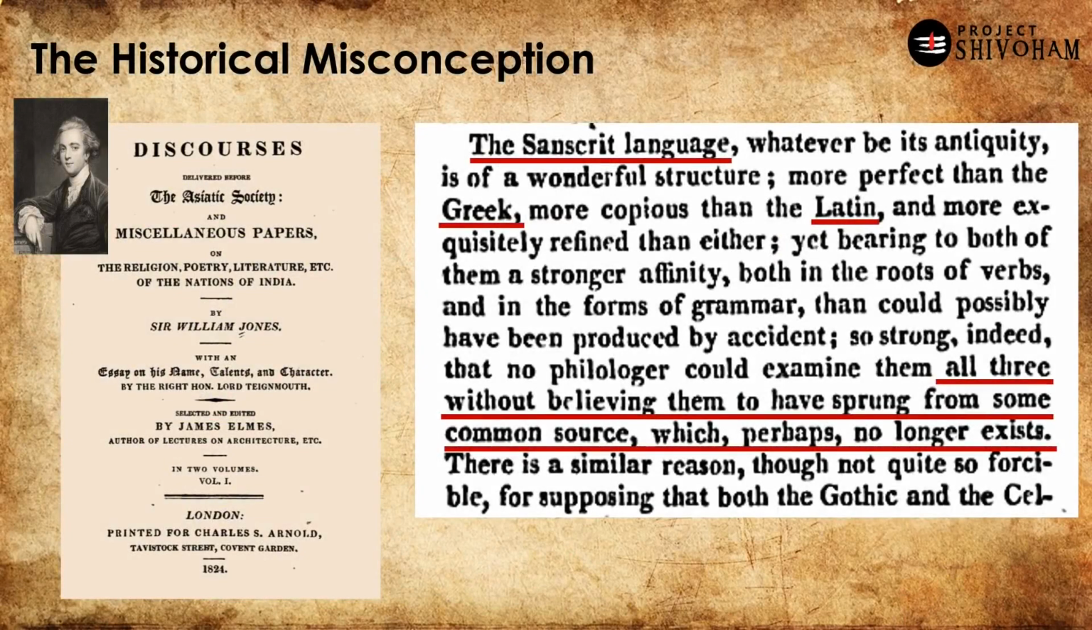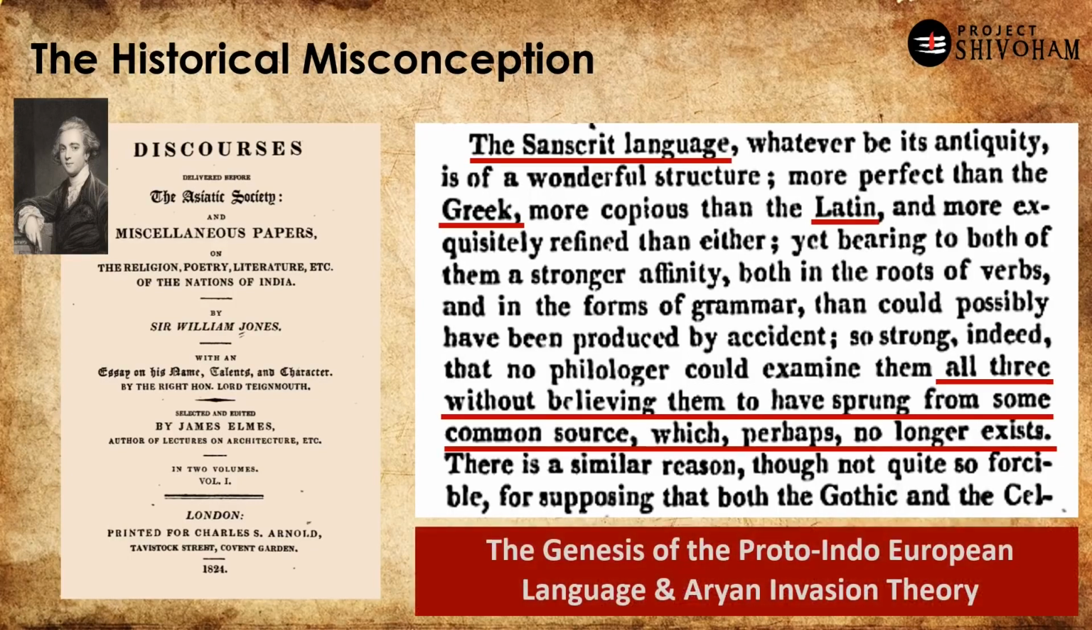And here is a page from the discourses of William Jones, and I'm quoting it. The Sanskrit language, whatever be its antiquity, is a wonderful structure, more perfect than the Greek, more copious than the Latin, and more exquisitely refined than either. So basically what he's saying is, the Sanskrit language is more perfect and beautiful than Greek and Latin, two main languages which are the foundational pillars of Western civilization.